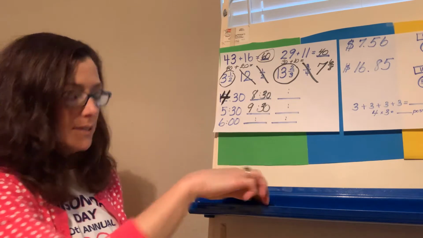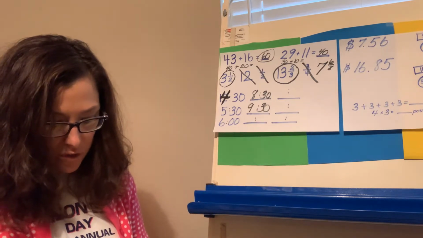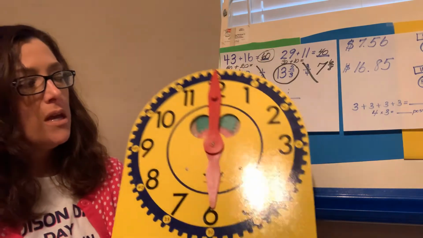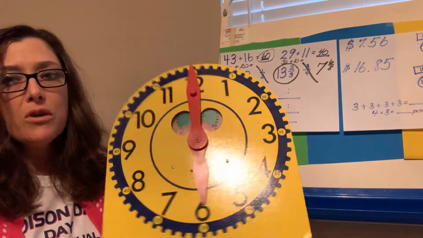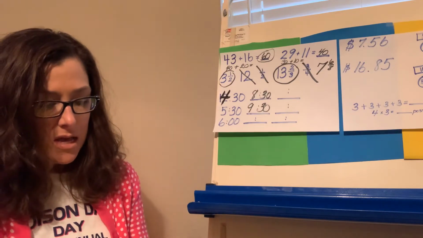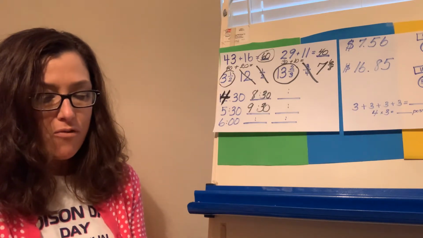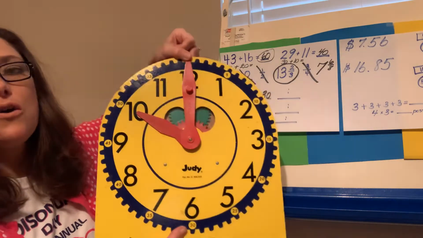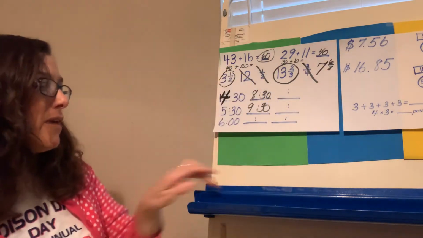Okay, 6 o'clock. Notice we have no minutes to worry about this time in our problem. So 6 plus 4 is 10. I'm going to move the hands to show 4 hours later. So it would be 10 o'clock. And I would write it like this.